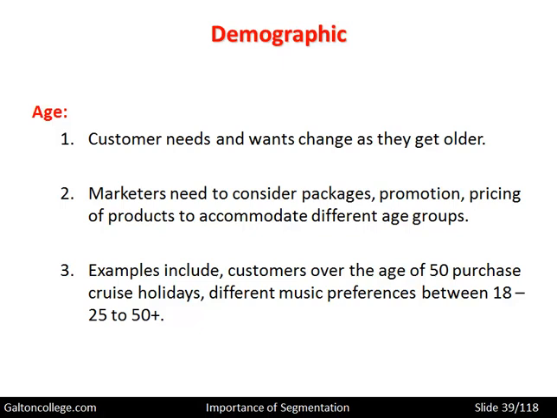Examples include customers who are over the age of 50 who purchase cruise holidays, for example, in the West, have different music preferences between 18 to 25 to 50 plus. So there are different music preferences. They will buy different types of music. They will listen to different types of music. They may have different types of holidays. They may drive different types of cars. They will have their houses modified. They will have different interests as they get older. And marketers can focus in on those and target those particular attributes within that segment.